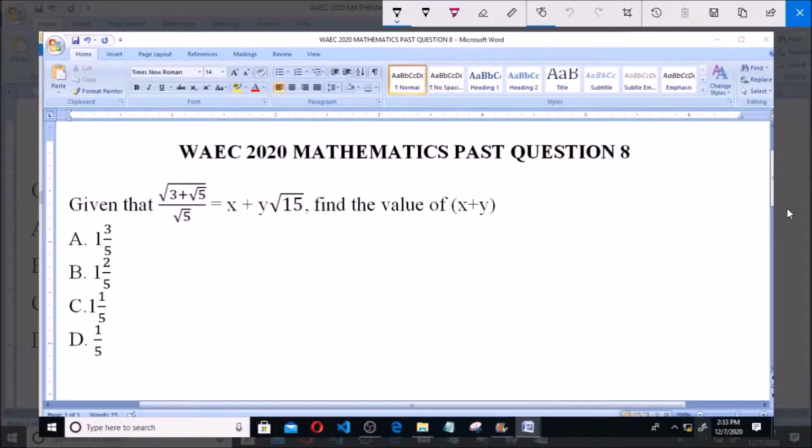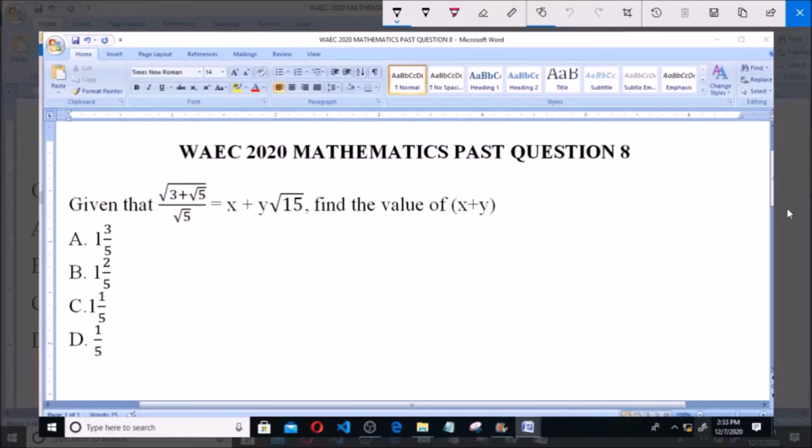Good day and welcome. I will be answering WAEC 2020 Mathematics Past Question 8. Given that root 3 plus root 5 all over root 5 is equal to x plus y root 15, find the value of x plus y.